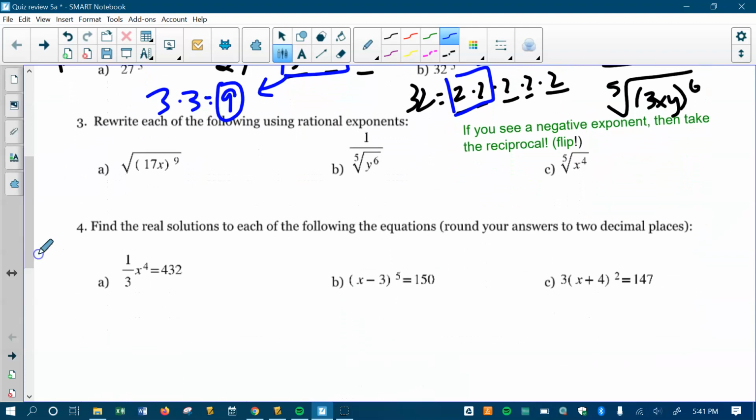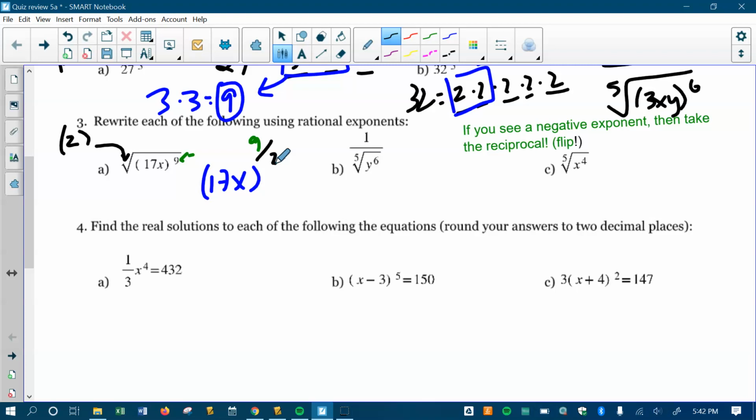Okay, number 3 says rewrite each of the roots using rational exponents. So again, please note when you don't see any number here in the tail, that number is always a 2. Always, always, always. So now the way we'll write this, let's put 17x in parentheses. We got this 9, which is the numerator, and then we have the black 2 here, which is the denominator. So 17x in parentheses to the 9/2 power.